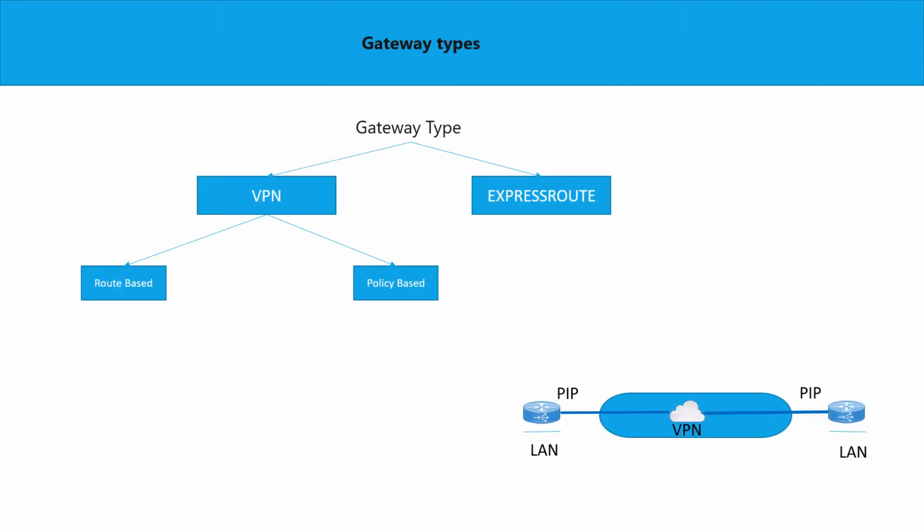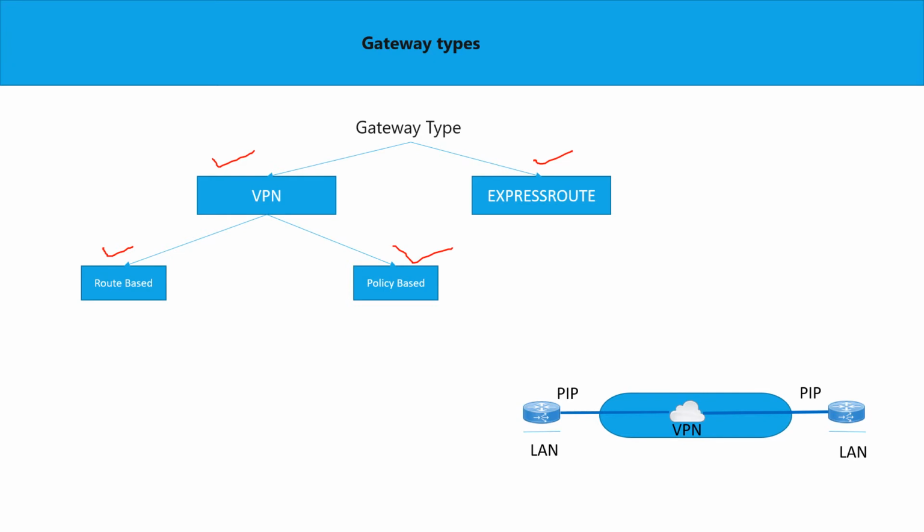There are two types of gateways available. One is which we call the VPN, and another one is ExpressRoute. Your first type, VPN, is going to consume your public infrastructure, and the second type is your dedicated lines to your nearest Azure location, which is called ExpressRoute. Further, your VPN can be based on route or policy.